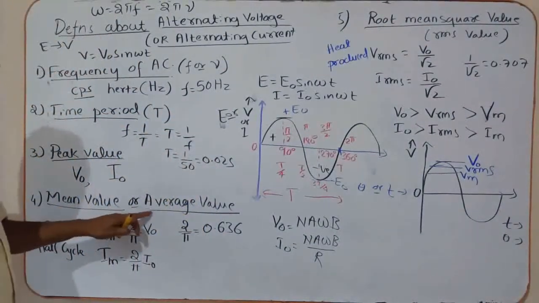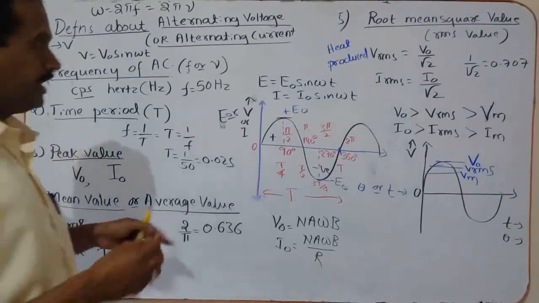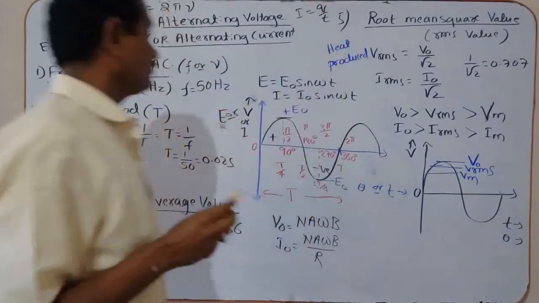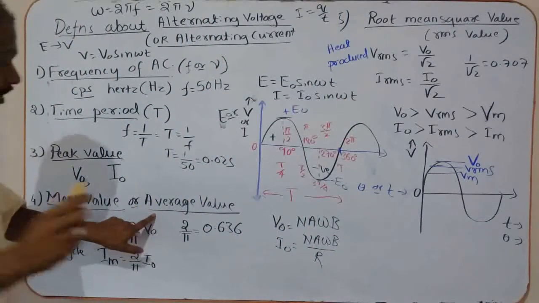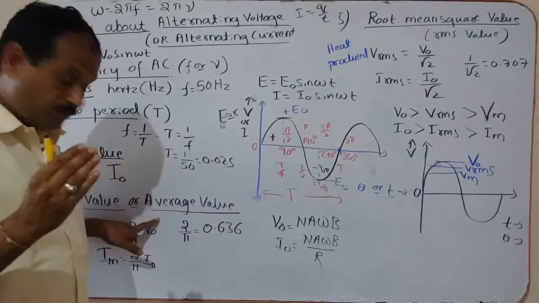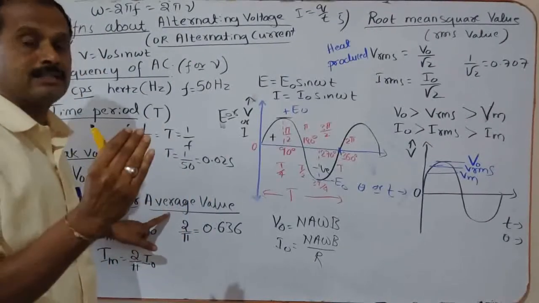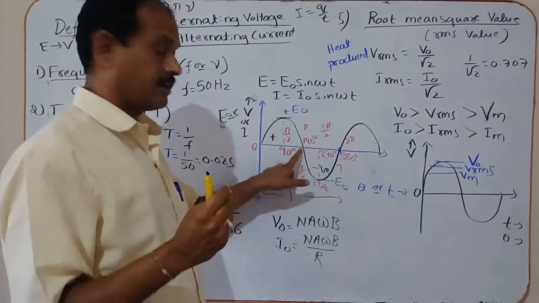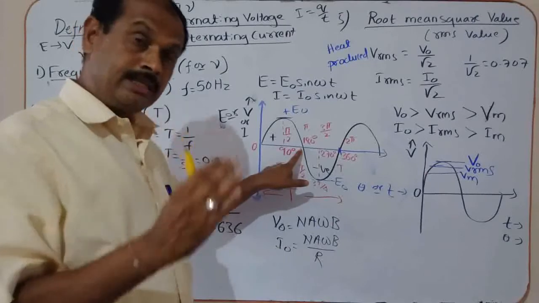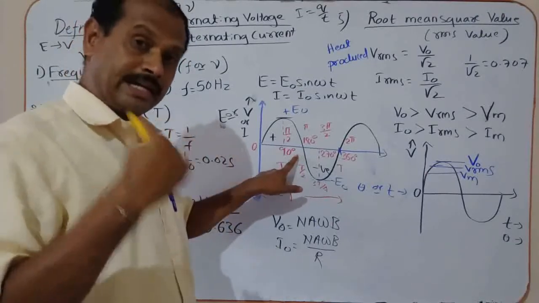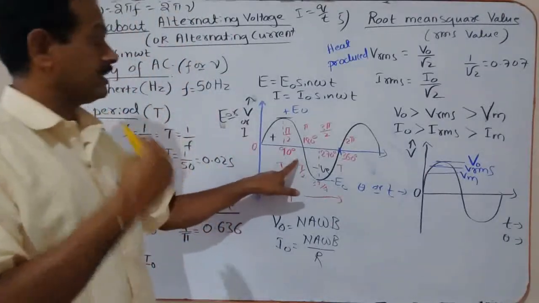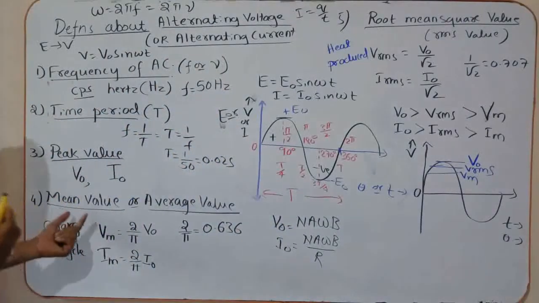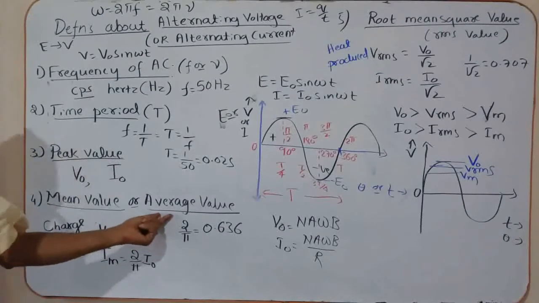The mean value or average value of a current. Current means sending charge: I is equal to Q divided by T. The amount of alternating current which sends charge in either half cycle of AC is the same as the charge sent by a current in a DC circuit in the same time, for either half cycle of AC. This is called the mean value or average value of AC.